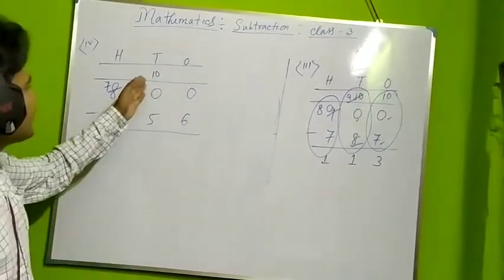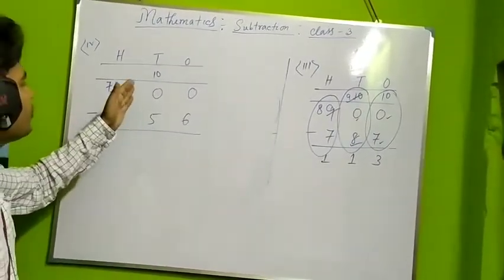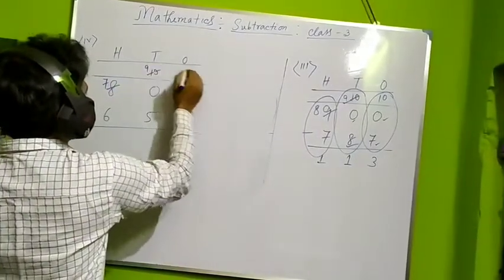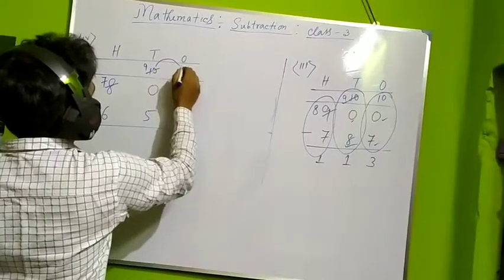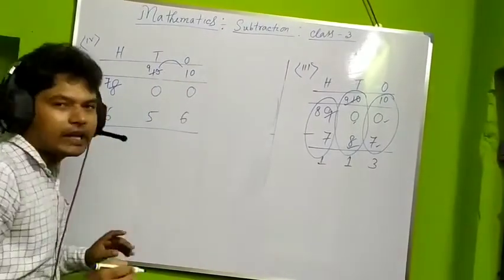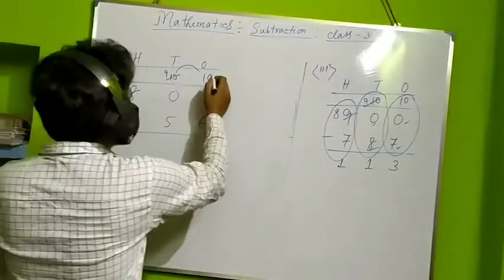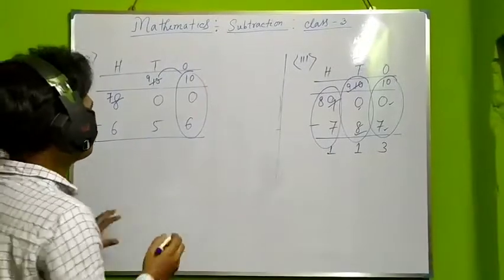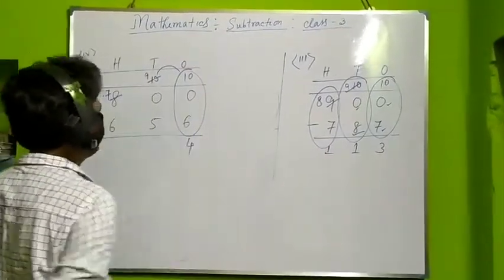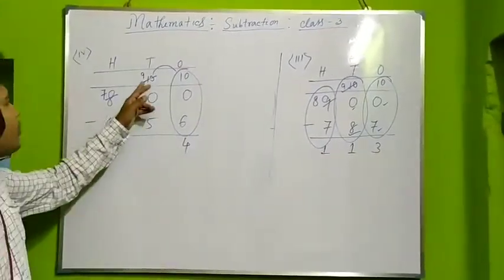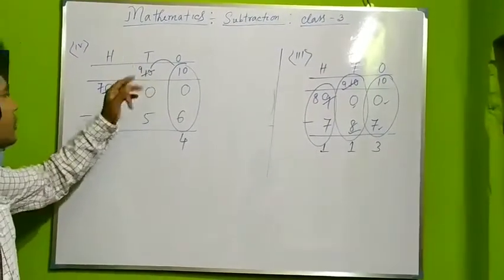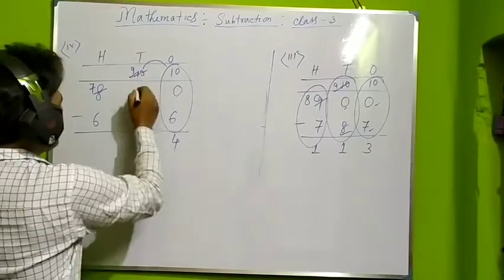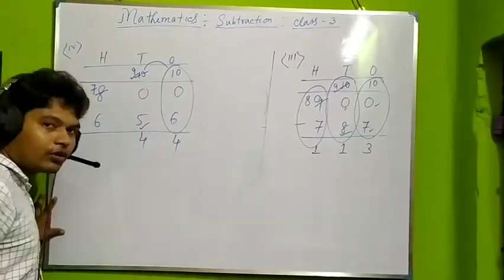Now as 10 is present at 10's place, now we have to borrow 1 from 10's place. Then this 10 converts to 9, and we take 1 borrow to 1's place, and we have to write down 10 here. Now we have to subtract 6 from this 10. So 10 minus 6 equals 4. Okay, and as giving borrow 1, this 10 converts to 9, so we have to subtract 5 from this 9. So 9 minus 5 equals 4.